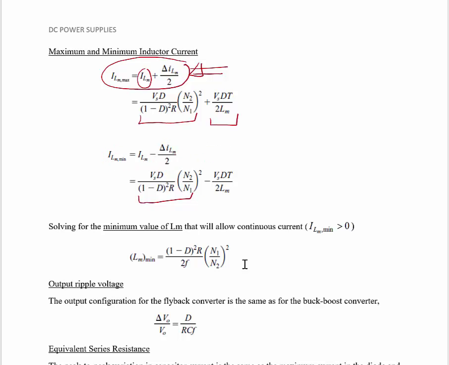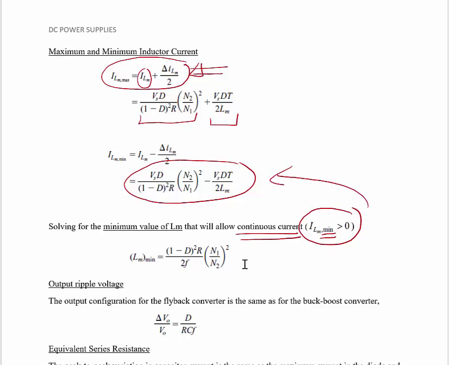Knowing the minimum inductor current flowing through the magnetizing inductance, we can use that expression to find the minimum Lm, with everything else constant, to make sure we have continuous current operation. So we want to make sure our ILM minimum is greater than 0. When you do that, the minimum Lm needed is given by that.